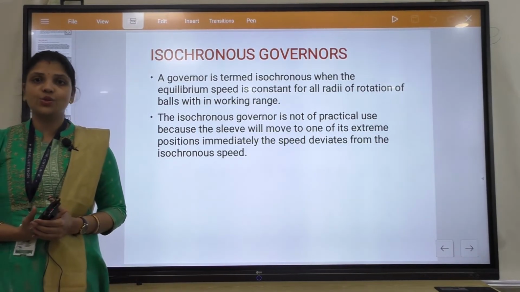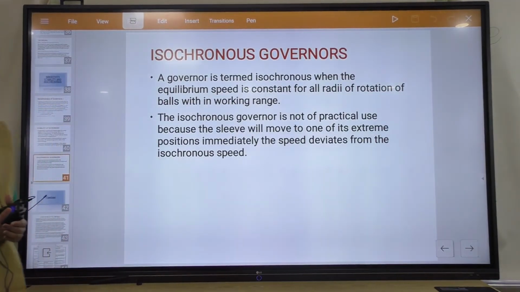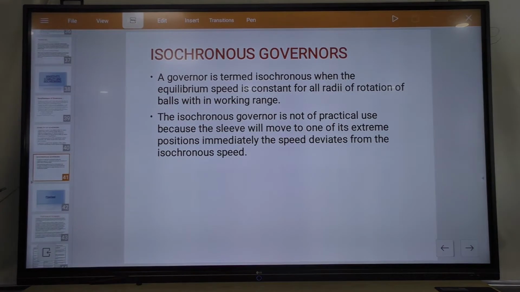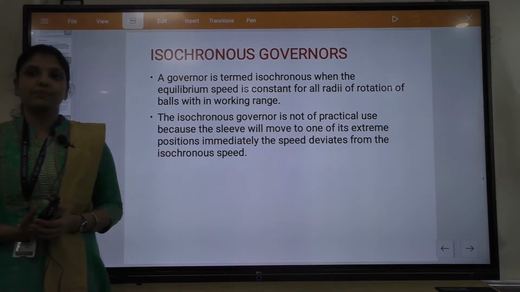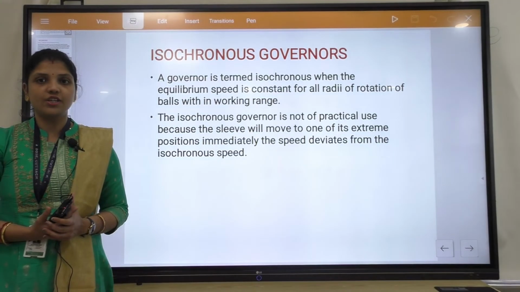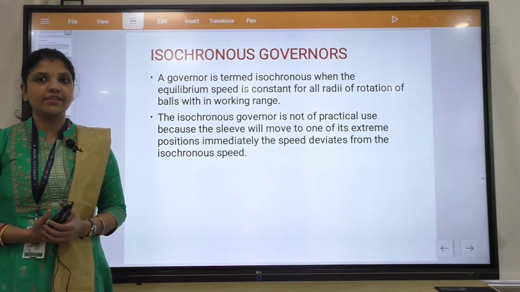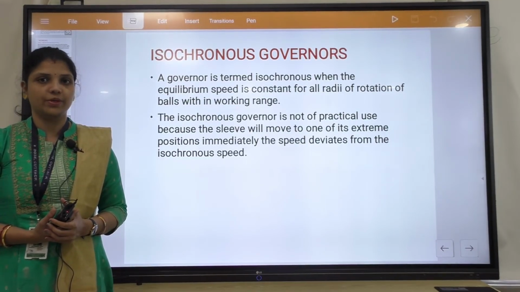But this isochronism concept is not practical, because if there is certain change in the position of the sleeve, or if the sleeve is moving from one extreme position to another, immediately there is change in the speed. So, this concept is not practical. So, this is all about your sensitivity of governor, stability of governor and isochronism of governor.